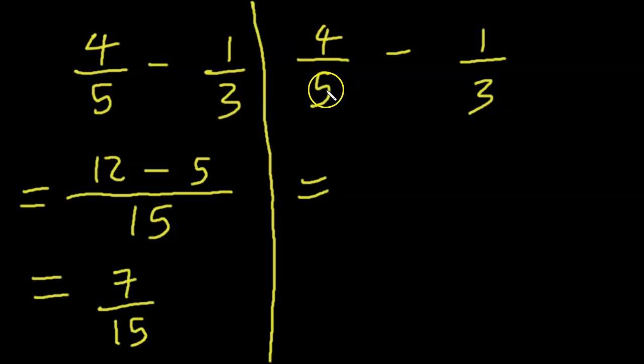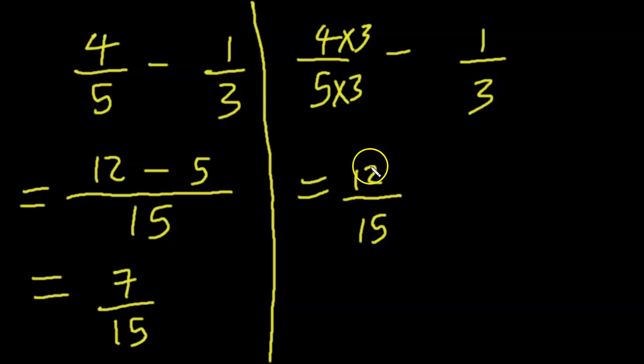Now to get this 5 to have a denominator of 15, what number can I multiply by? You're correct, 3. But remember, as a general rule, whatever you multiply the denominator by, you have to multiply the numerator by the same value. So I also need to multiply the numerator by 3. So 3 times 4, that's 12. And 5 times 3, that's 15. So this is all about rewriting the fraction 4 over 5 as 12 over 15.